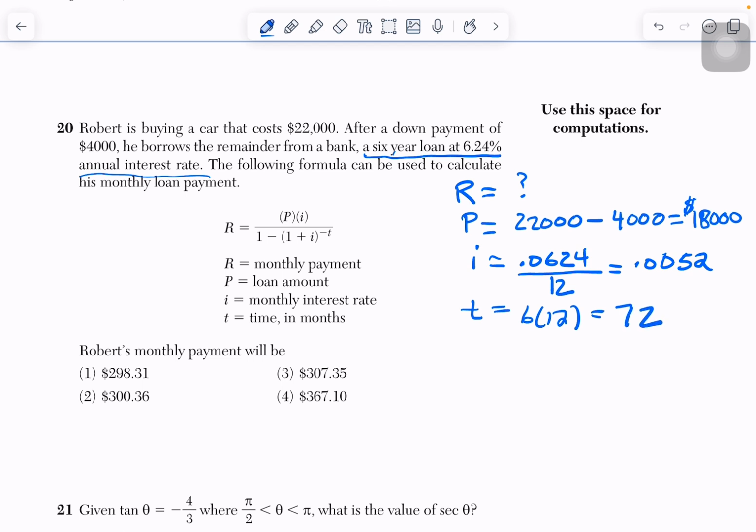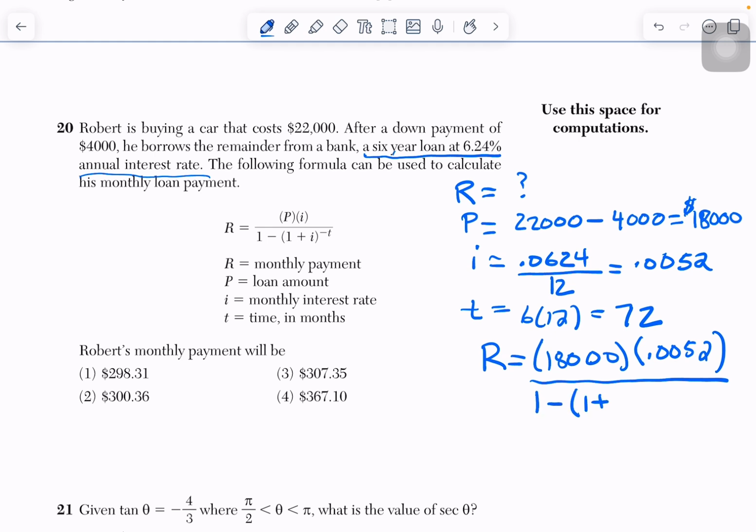Okay, now we're going to plug all these in our calculator. Now, you can put this right in your calculator. I'm going to try to do it on the one that I have. I didn't try it before, but we'll see what happens. So that's the loan amount times the interest over 1 minus 1 plus I, which is 0.0052, not the yearly rate. We want the monthly rate, raised to the negative t power, which is negative 72.